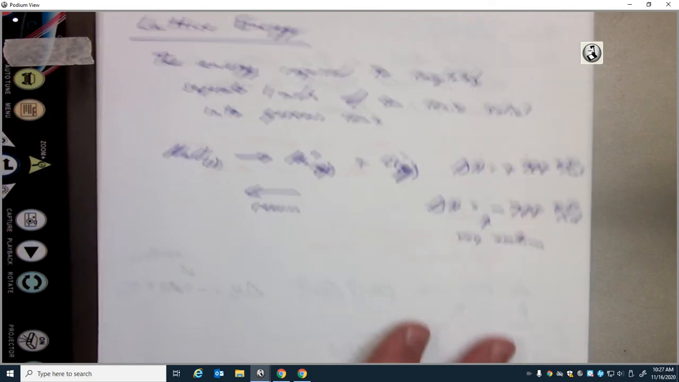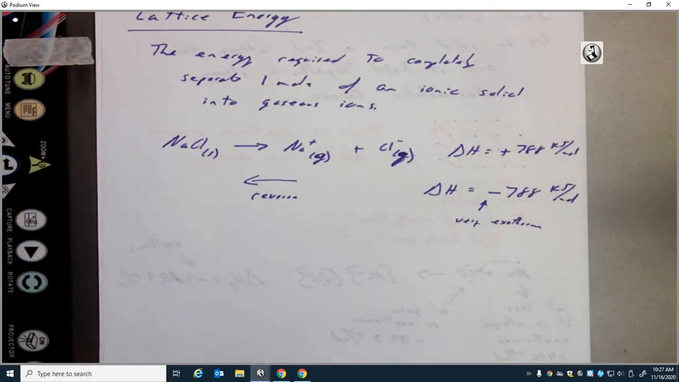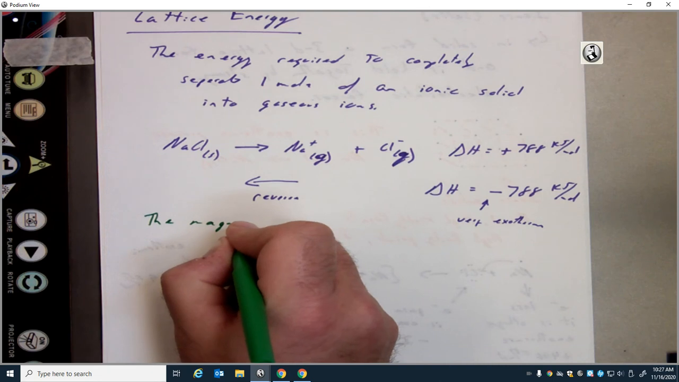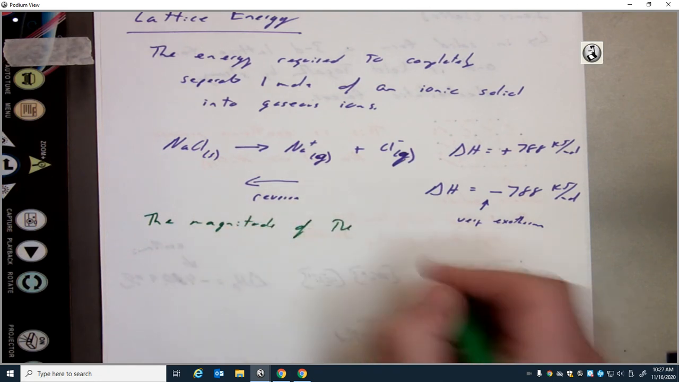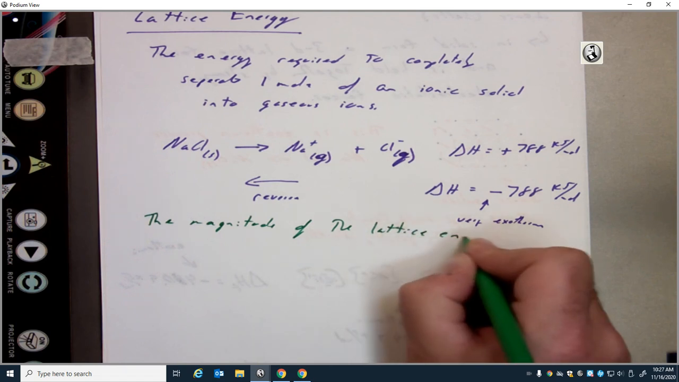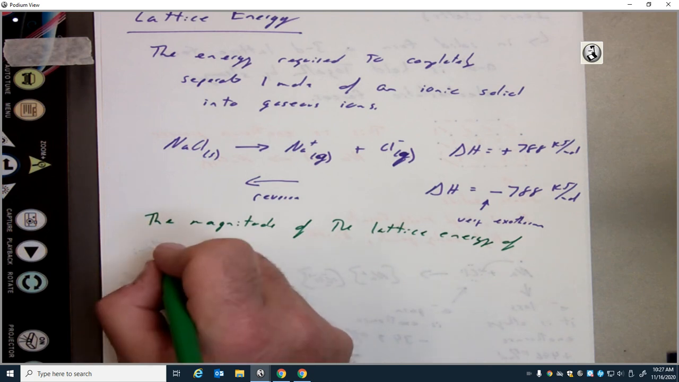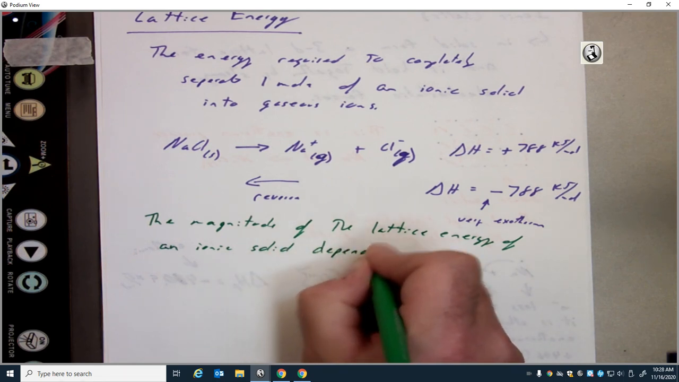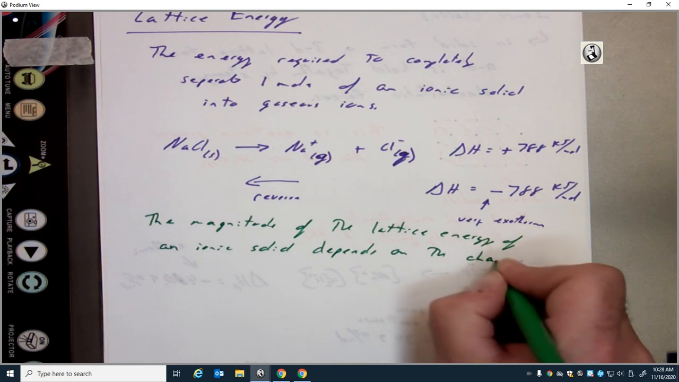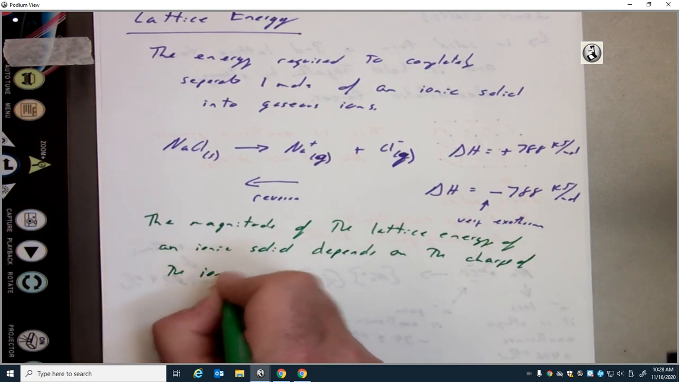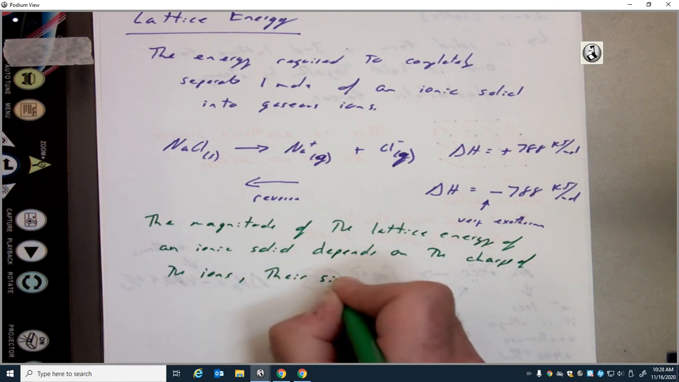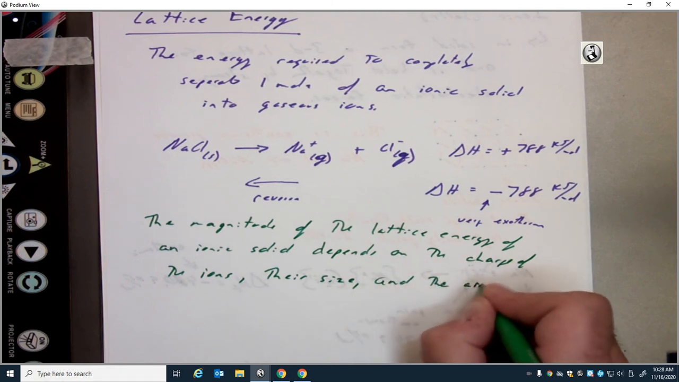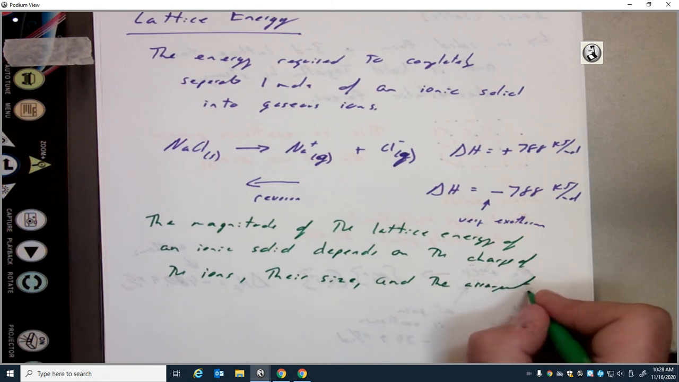Now, the magnitude of the lattice energy of an ionic solid depends on the charge of the ions, their size, and the arrangement in the solid.